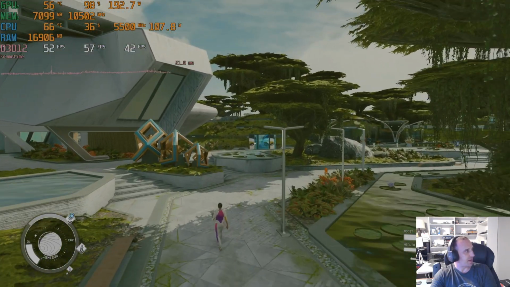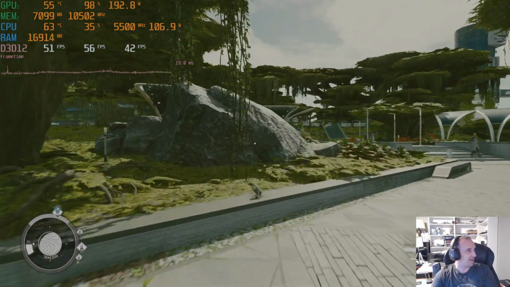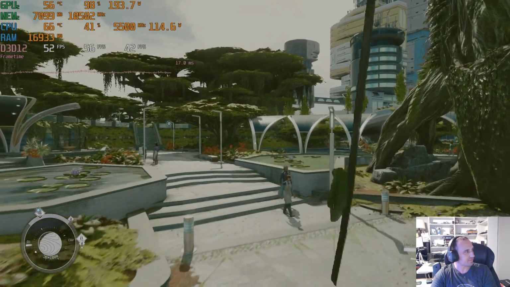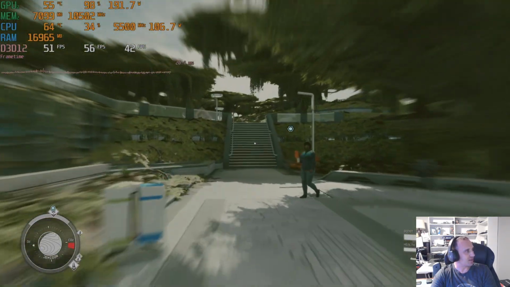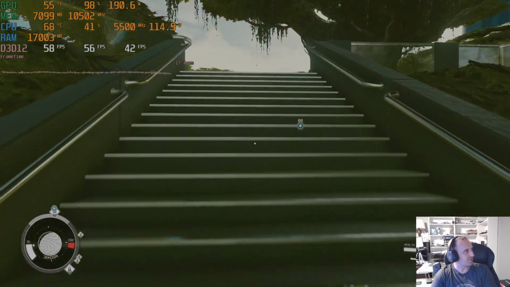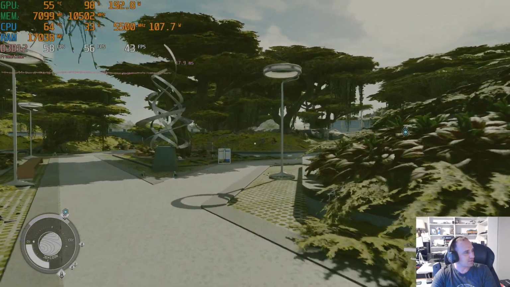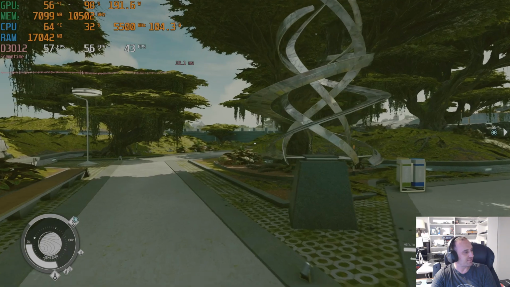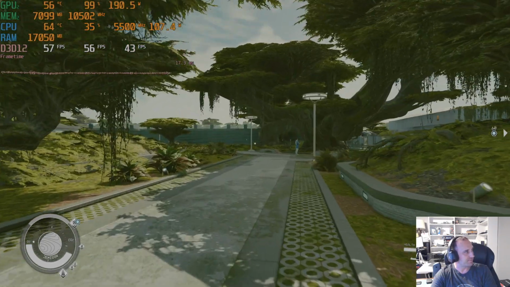Right off the bat, we're starting to see a little bit of improvement again at 1440p. And again, like I said before, we're still not using the total performance of the 4070 Ti. We're sitting at 190 watts instead of the normal 220 watts. So there is still some performance being left on the table that could be used.